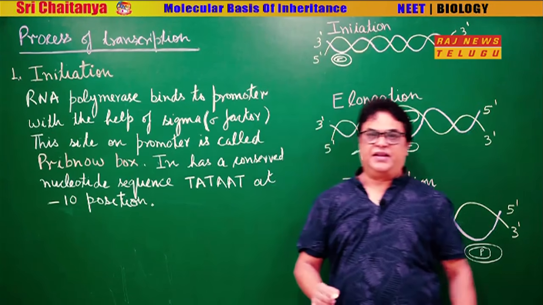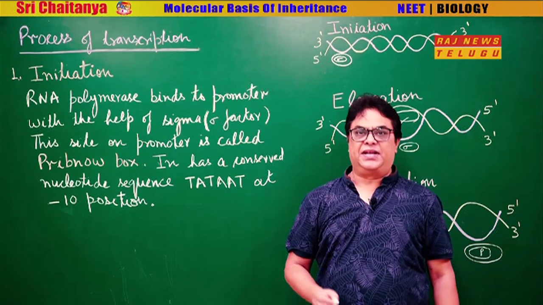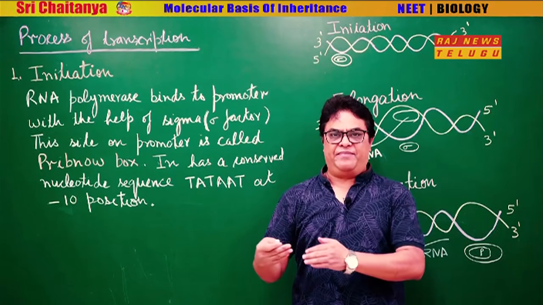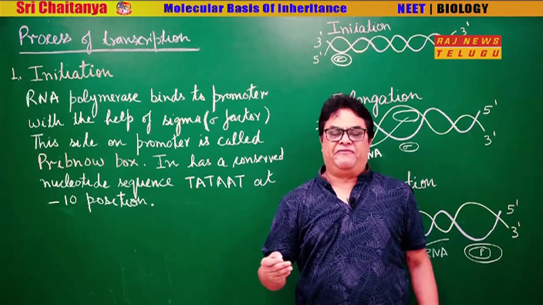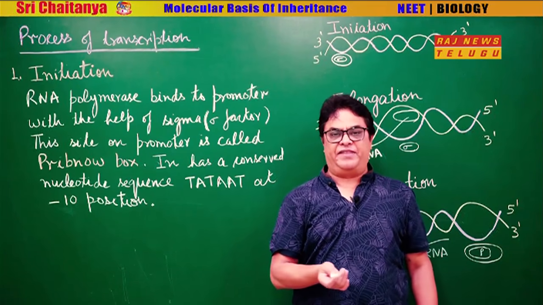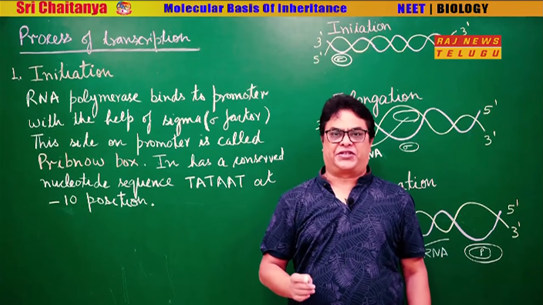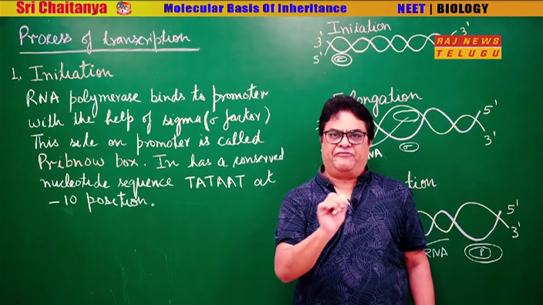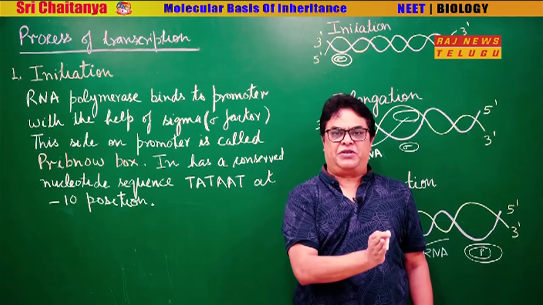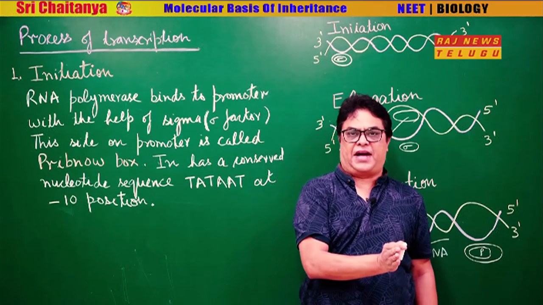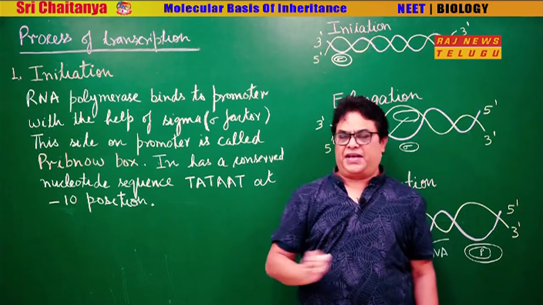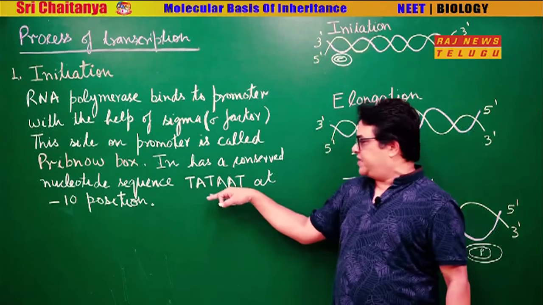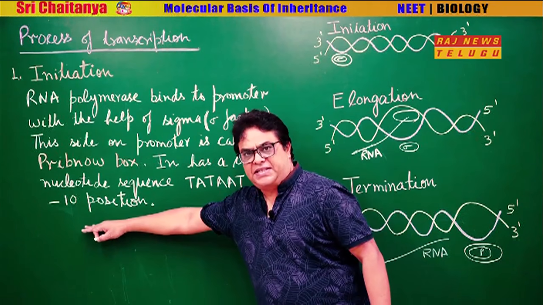Now, you must be thinking, what is the -10 position? Remember, we said that on the coding strand, when we move towards the 5' end, we call it upstream, and when we move towards the 3' end of the coding strand, we call it downstream. When we move upstream, we refer in minus. 1 nucleotide upstream is -1, 2 nucleotides upstream is -2, like this. So, this is present 10 nucleotides upstream, that is why it is called the -10 position.